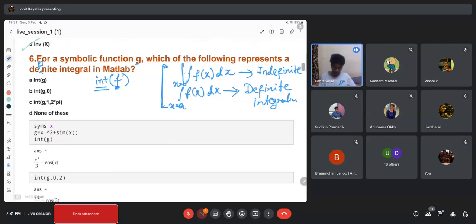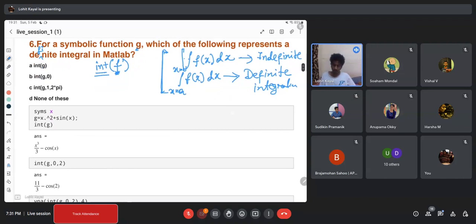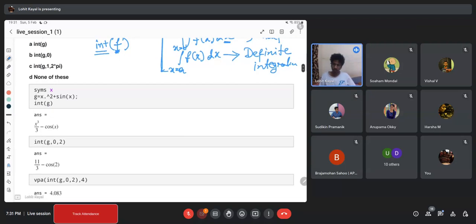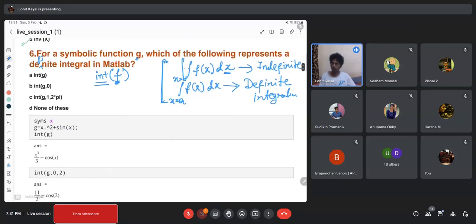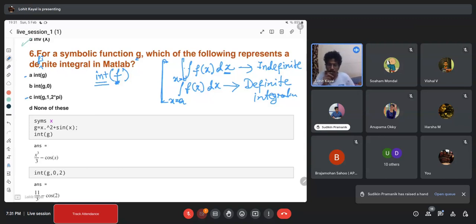You have to previously define the independent variable x like this, and here I have written it in terms of g. If g is a function of x only, you can just write int of f and it will give you the result. So this is a valid thing. Now let's go here: int g, 1 comma 2 pi. What is your question? Yes, sir, I would like to ask, why are we declaring x as syms x?